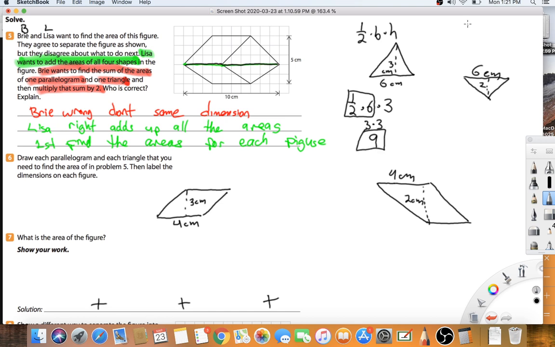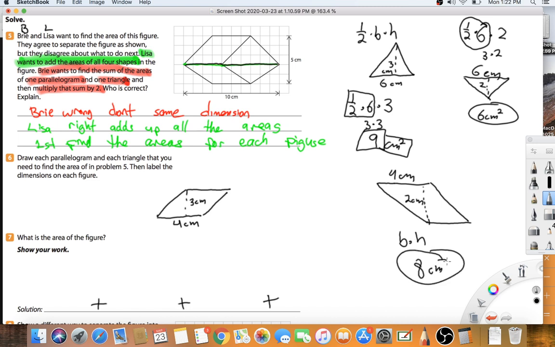For this one, 1/2 times the base, which is 6, times the height. Okay, half of 6 is 3. 3 times 2 is 6. So this triangle is 6 for the area. I forgot to put this one for this one. Now for this one, it's just base times height. 4 times 2 is 8. Over here, base times height. 4 times 3 is 12.